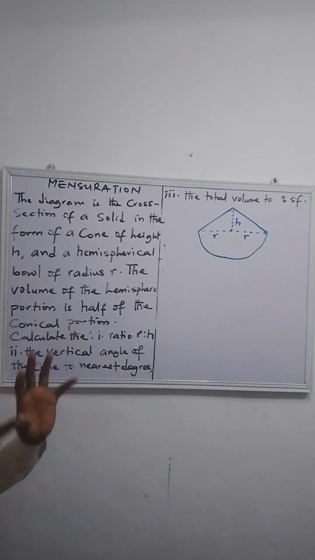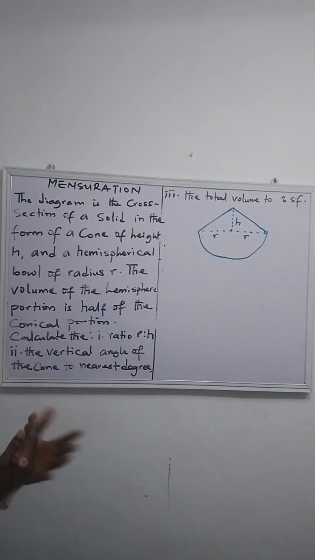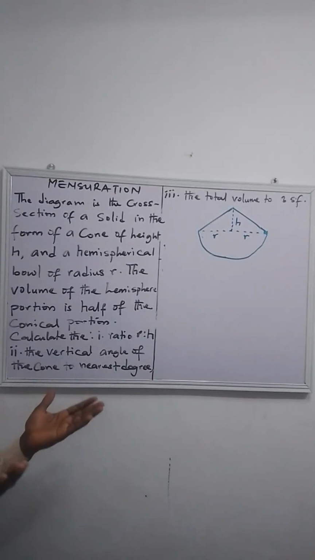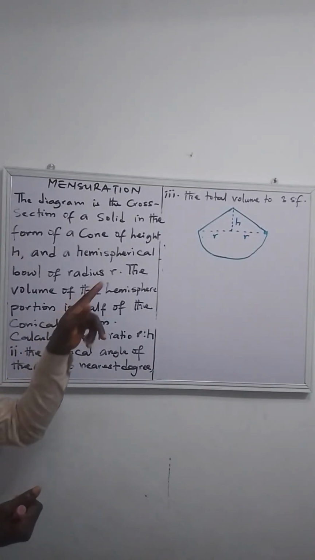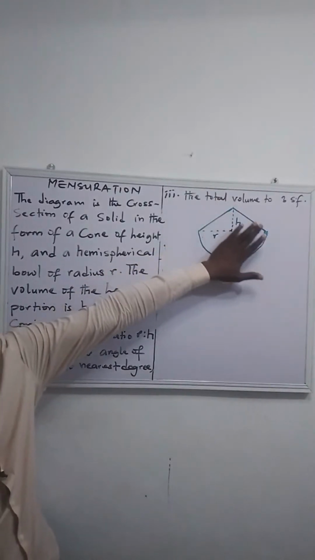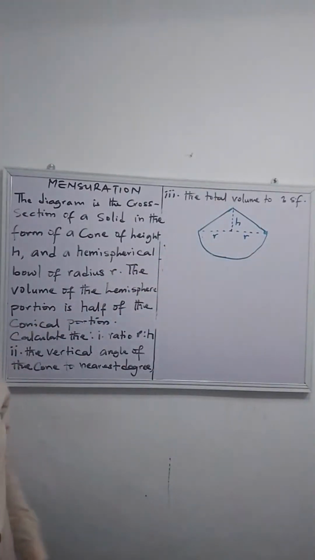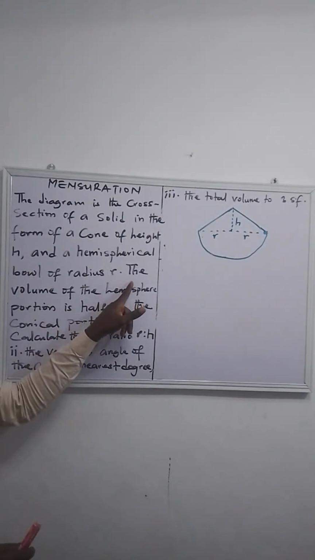A sphere is just like your orange, your ball. Okay, so once you cut it into two equal parts, a half of it is what you call a hemisphere. All right, so that hemisphere with a cone is now joined together. So this one is just the cross sectional area. Okay, so now since we understand that, let's come back here.